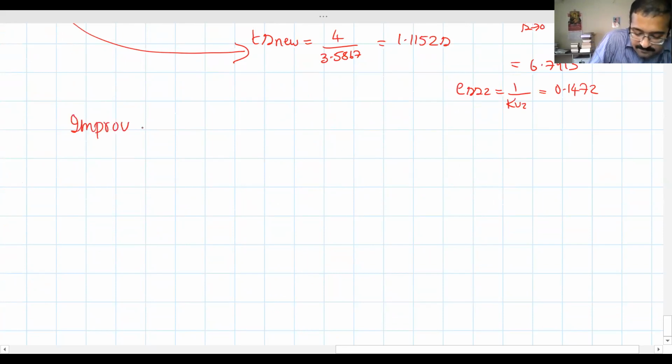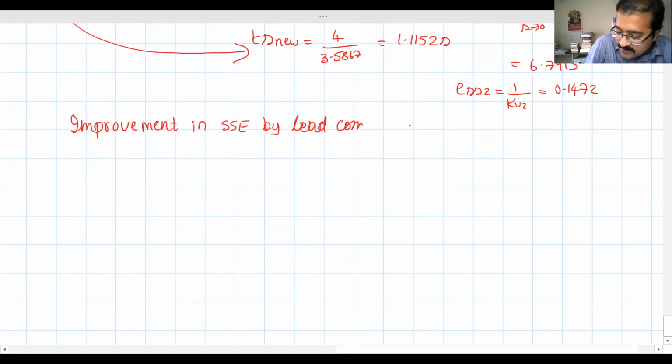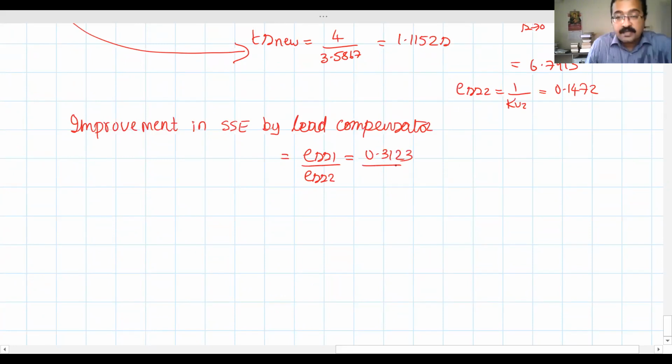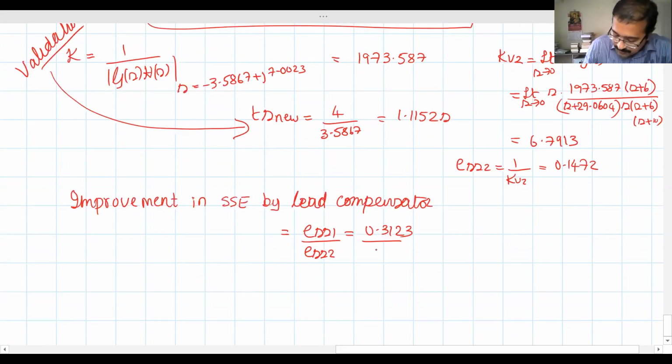Improvement in steady state error by the lead compensator. How much is that? ESS1, the original error, divided by ESS2. It will be 0.3123 divided by 0.1472. How much? 2.1216. But we are asked to improve 10-fold. So how much more do we need?